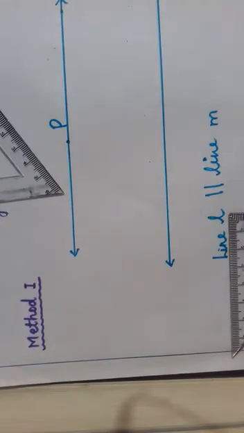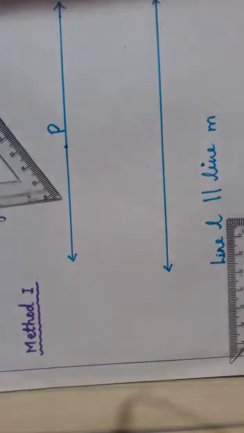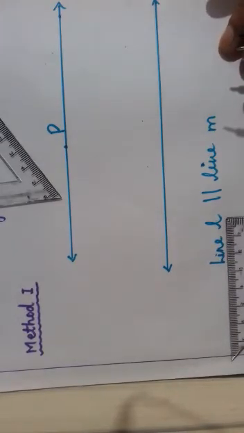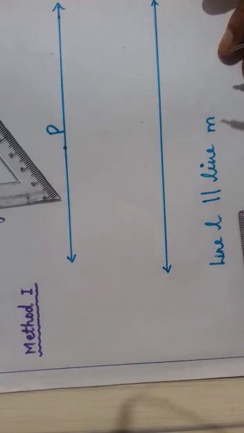And children, on page number 13 you have method 2, the same construction but method 2. That construction you will not do in your copy. You will just read it, and in the next period we will do construction 2. Okay, thank you. Till then, do practice.